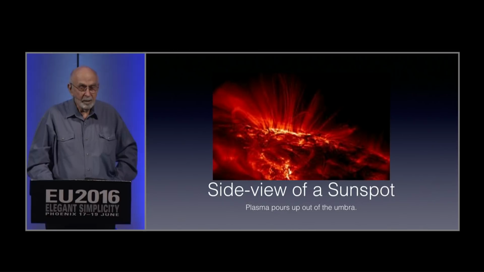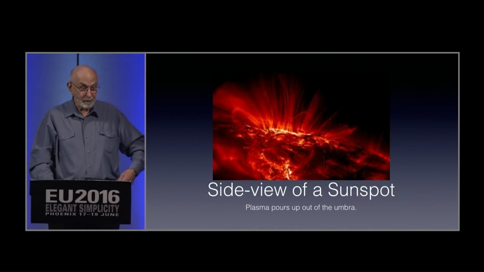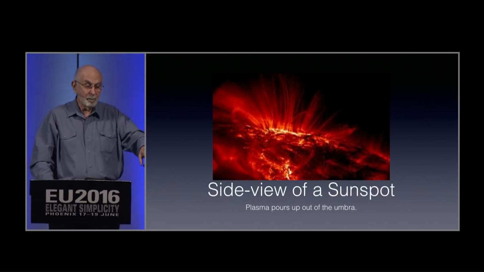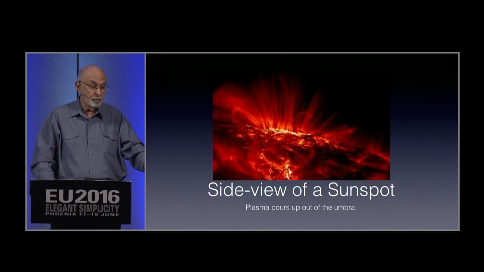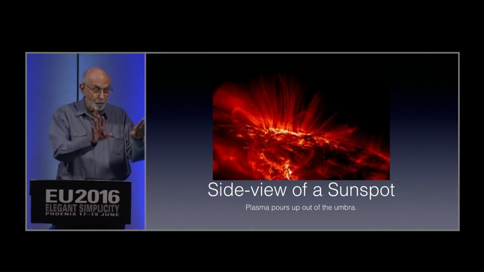There's a side view of a sunspot. What you're seeing, of course, if you listen to mainstream astronomers, they'll say, well, that's the magnetic field. That's not the magnetic field, that's plasma. You don't see magnetic fields. Magnetic fields are invisible. So are electric fields. They're invisible too. But plasma, no, you can see that. And so you're seeing there the side view of a sunspot, and the plasma is pouring up out of that sunspot.